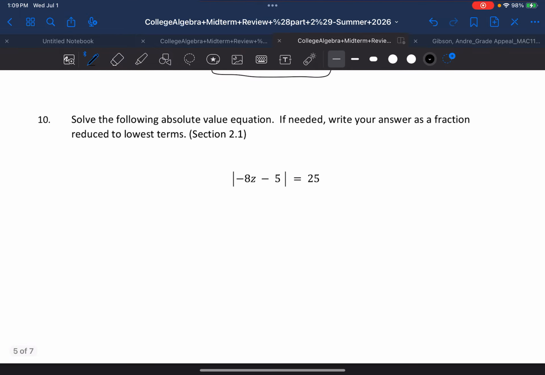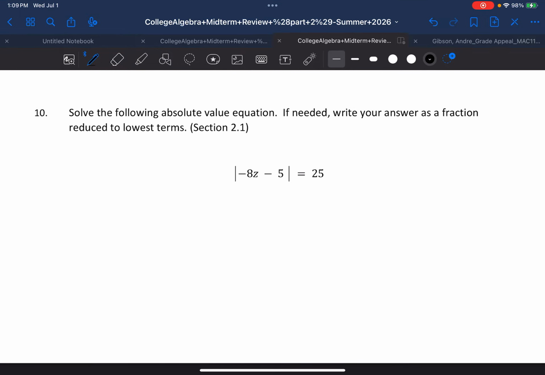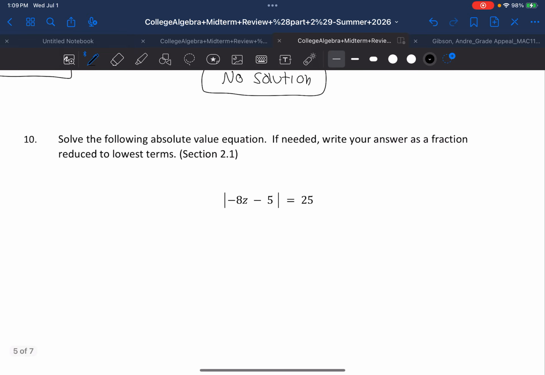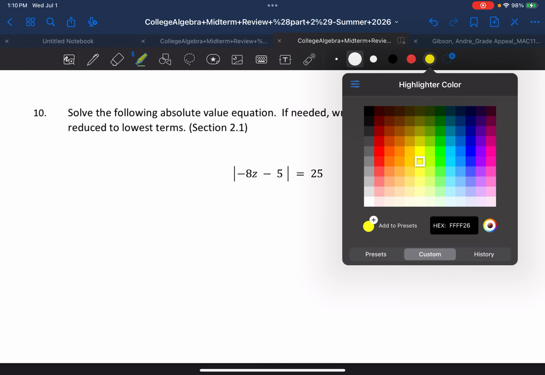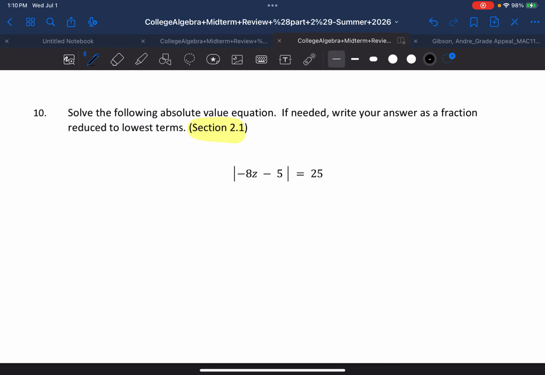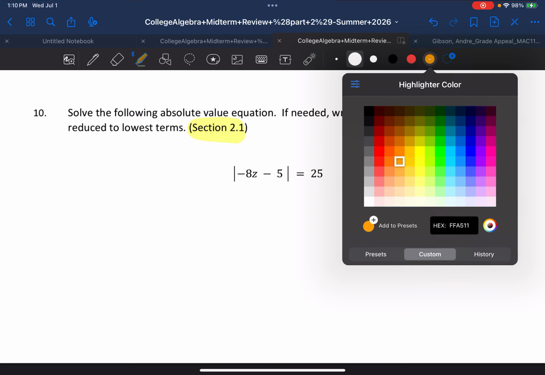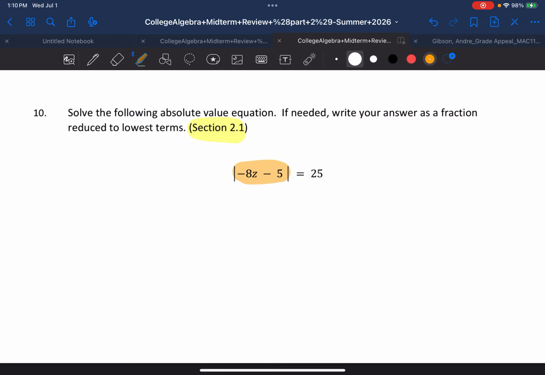Number 10 says the same thing. We're doing the same thing, solving the absolute value. This is still section 2.1. For this one, the absolute value is already isolated by itself over here, and it's equal to a positive number, 25. So that's good. So we can continue.